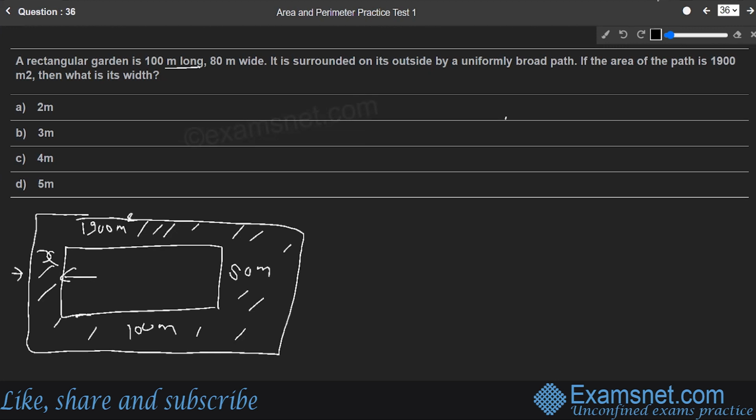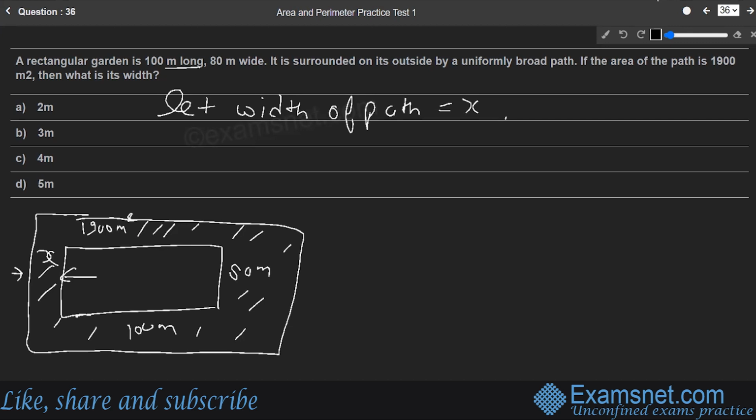So we can create an equation in terms of this. Area of the path is already given to us, and we can find out the area of the rectangular garden also. So in terms of this, we can use x as the width of the particular path, so x can be calculated. So that's what we're going to do. So what we'll do is, let us assume the width is x. Let's say the width of the path is equal to x meter.